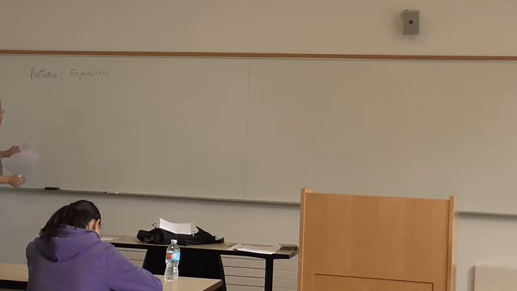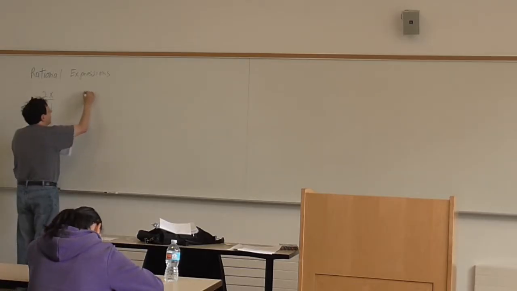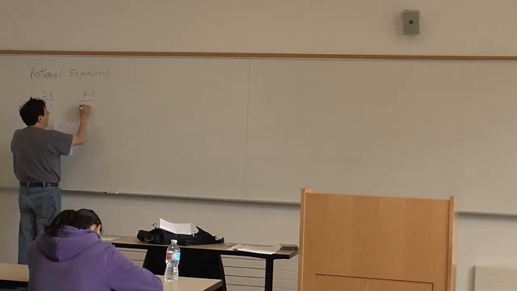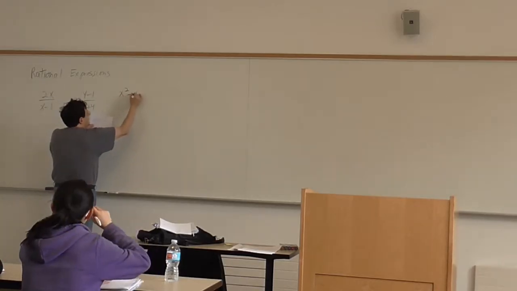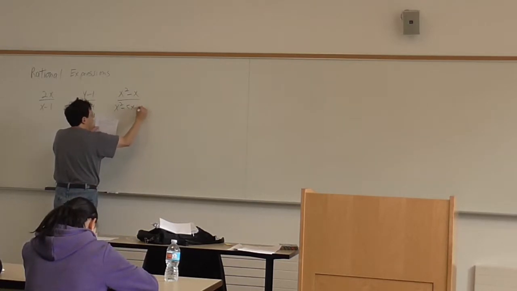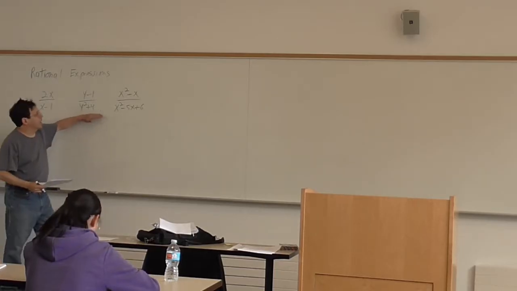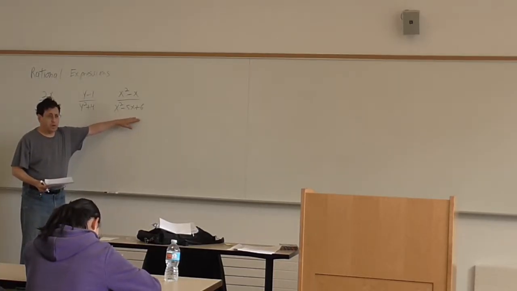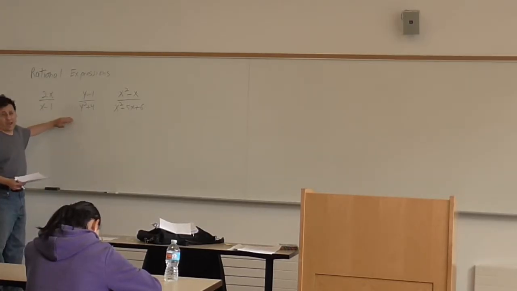I'm just going to repeat some of the examples the book showed us. 2x over x minus 1, that's a rational expression. y minus 1 over y squared plus 4. x squared minus x over x squared minus 5x plus 6. So what makes these rational expressions? Well, they have a polynomial in the denominator. They do not have a radical in the denominator.